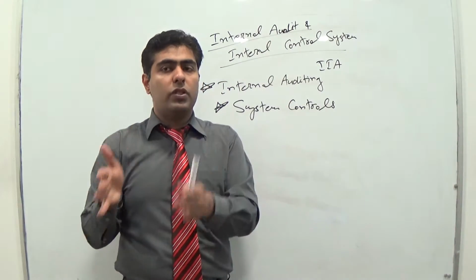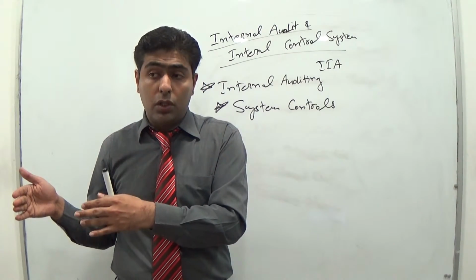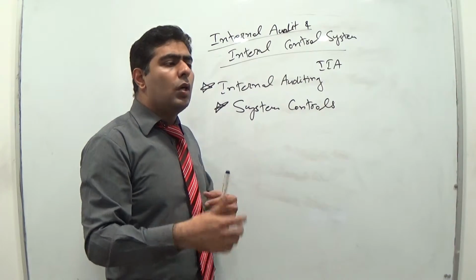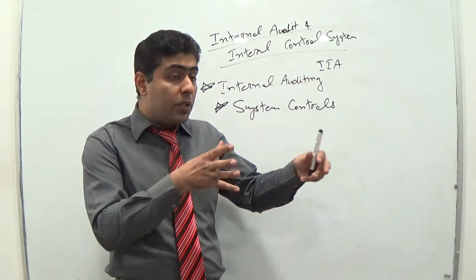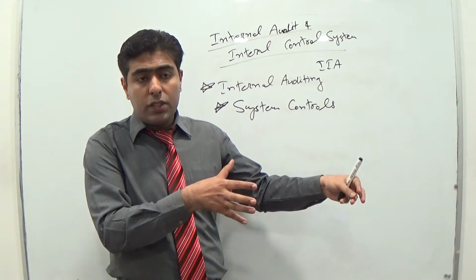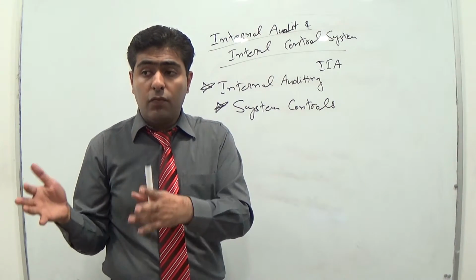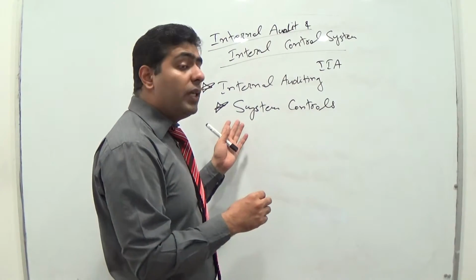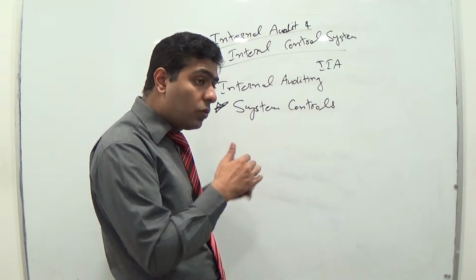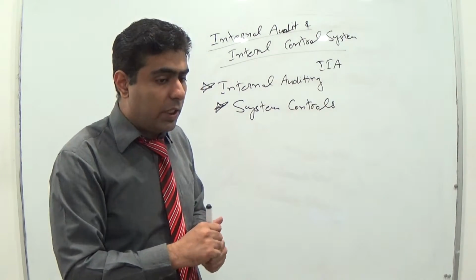So input controls, processing controls and output controls as well, because nowadays more and more organizations are converting from traditional manual systems to automated systems, and without good information system internal control, it is extremely important for the organization to achieve its strategic objectives.